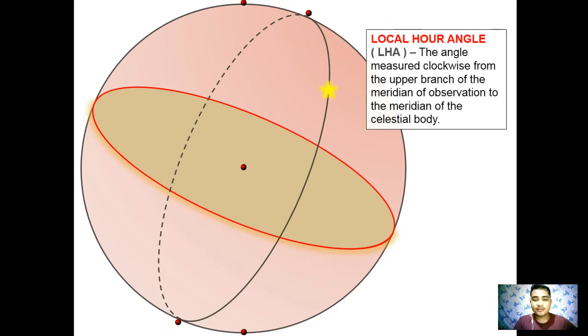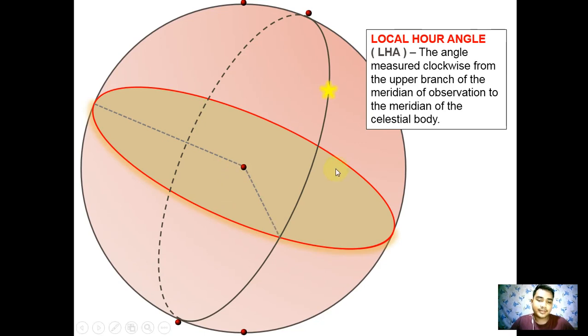In the hour angle system, we have different kinds of angles. First is the local hour angle. The local hour angle is the angle measured clockwise, take note of this, clockwise from the upper branch of the meridian of observation to the meridian of the celestial body. When we say upper branch, it is where you are located, where you are observing a specific celestial body. Let's say the upper branch is right there. You are there observing.